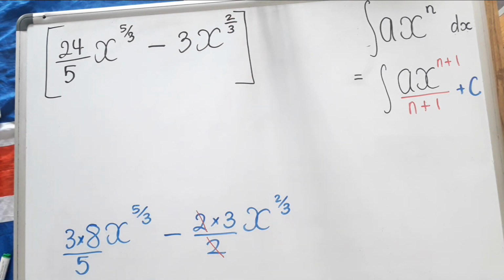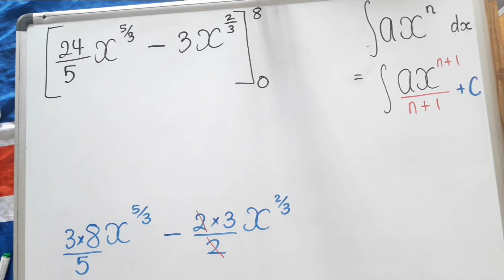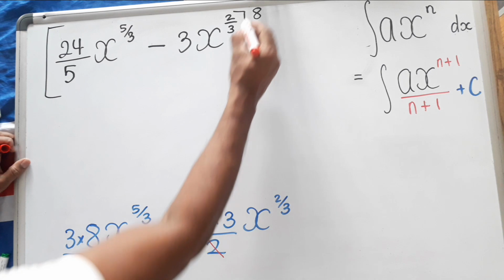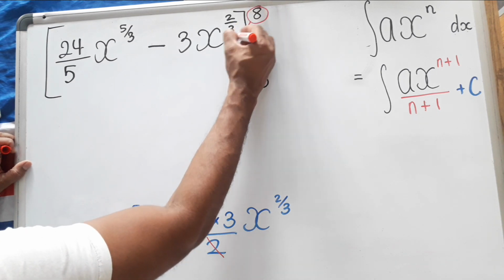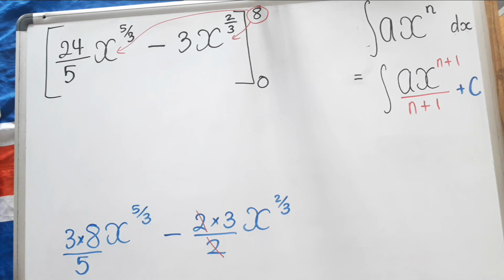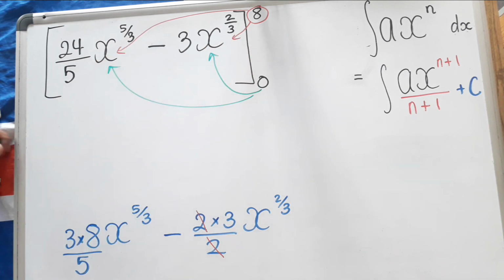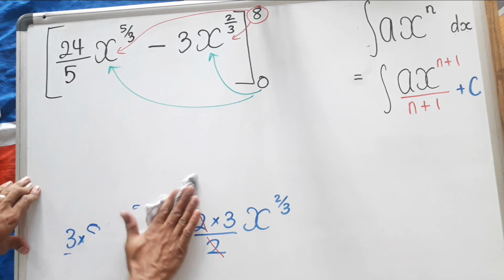What were the two numbers in the beginning of the question? 8 and 0. Remember, those were the limits of the question. So here's what we're going to do. Take the 8, replace both x's here. Then take the 0 and replace both x's. And we have to minus both answers.